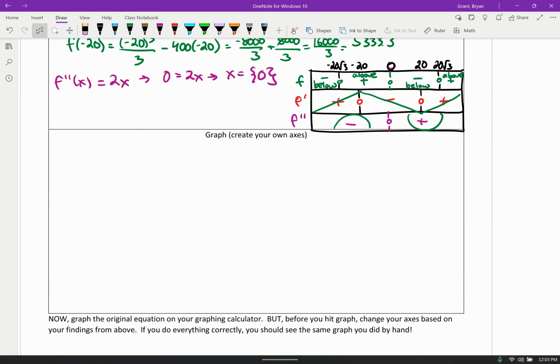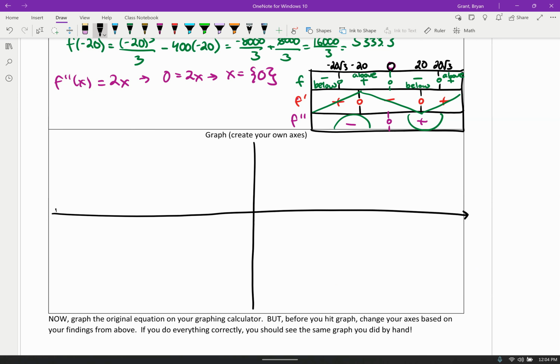When we sketch this graph, we're going to go through and do our x and our y-axis. I guess I said that backwards as I drew it, but that's okay. All right, let's get our important x's on here. We have 0, we have 10, 20, 30, 40. I think that looks good to me.